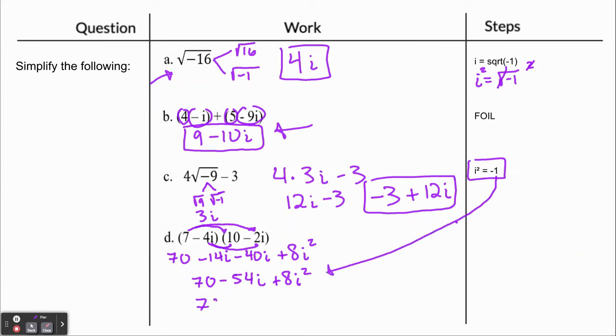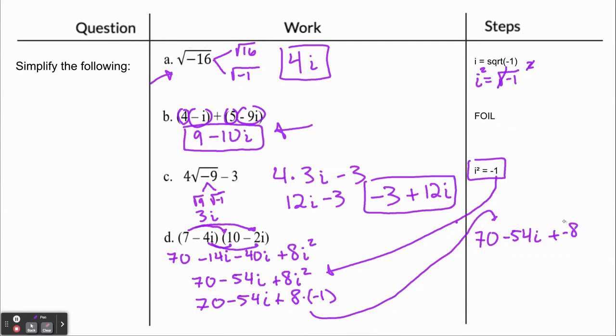What that does is give me 70 minus 54i plus 8 times negative 1. And 8 times negative 1 is just negative 8. And then I can combine like terms again. I'm going to move this up over here to give myself some more space. But what I get is 70 minus 54i plus a negative 8. And so I'm going to combine like terms, right? Which gives me 62 minus 54i. And there is my complex number.